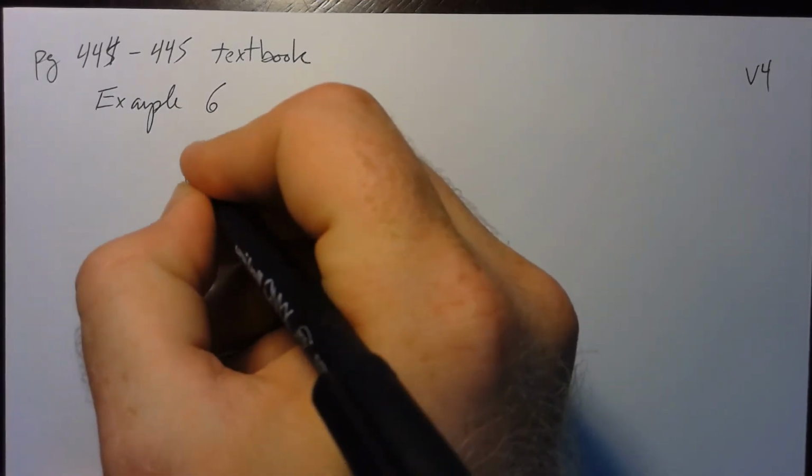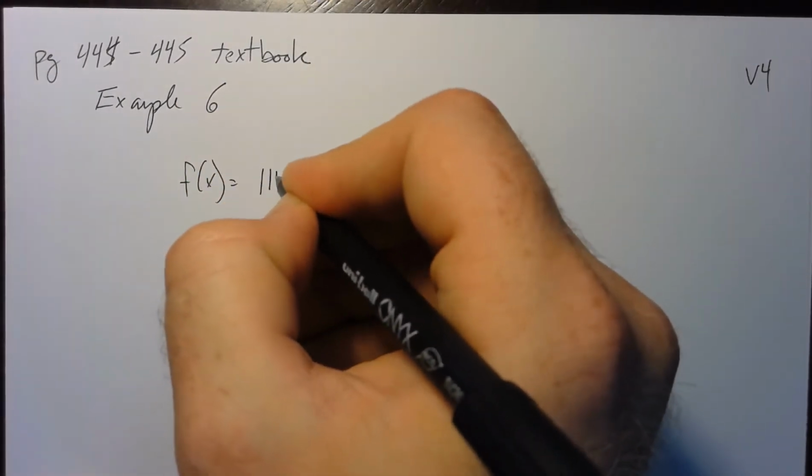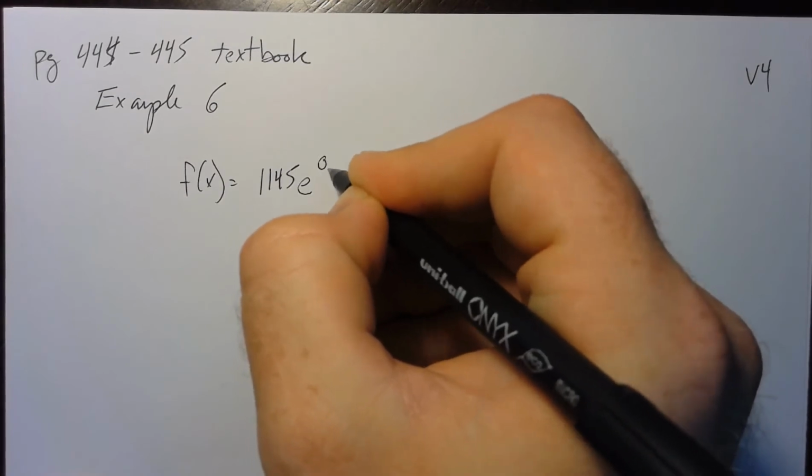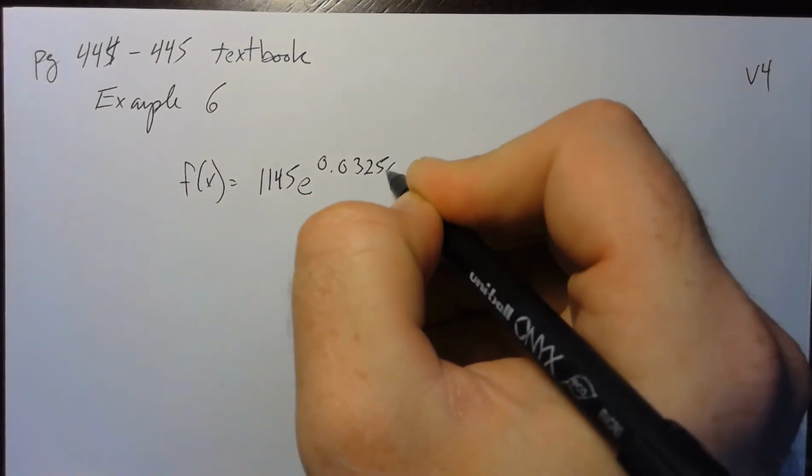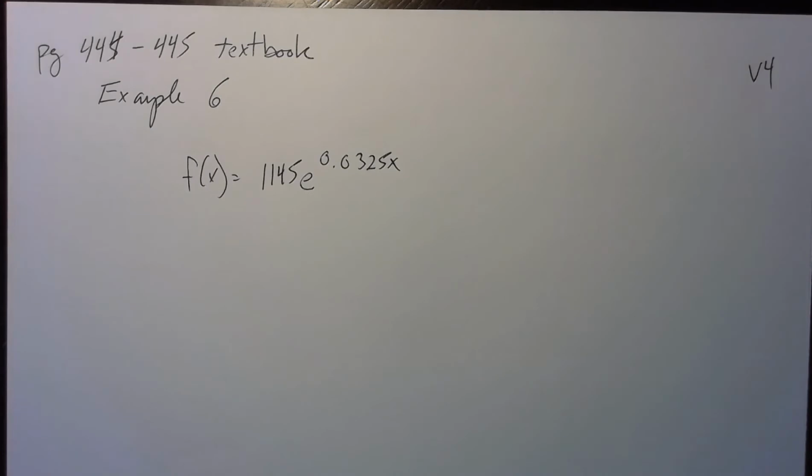Now, this particular question gives you an exponential function, specifically f of x is equal to 1145 e to the power of 0.0325x. Now, remember, e is a very special number. It's very much like pi. It's 2.71828, and so on and so forth. It continues on forever, never repeating, an infinite decimal. It is called the natural base specifically because it represents the natural growth of things in terms of how they simply populate.